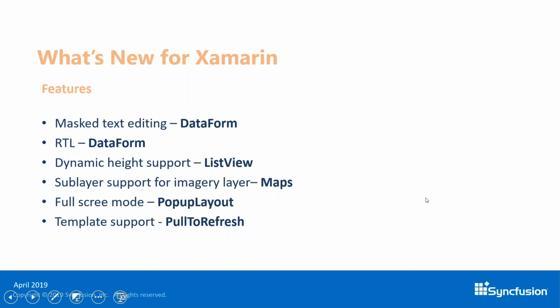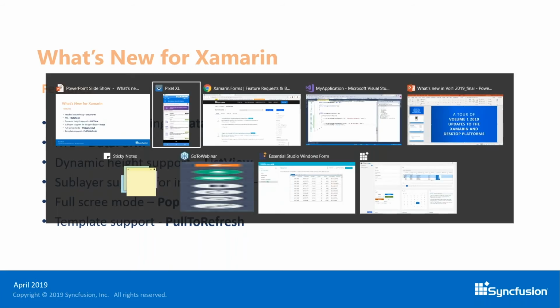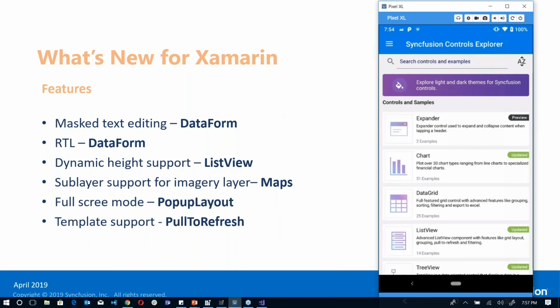Earlier, in list view, if we expanded the content, the list items would crop, and the content would not be shown. Because of the dynamic height support, now we can add content of any height, and you will have a smooth scroll and can see all the contents in the list view. So this is one cool feature. I think I have already shown that feature while I was expanding the expander control. We have also given support for full screen mode in pop-up layout. So let me show the demo of all these things.